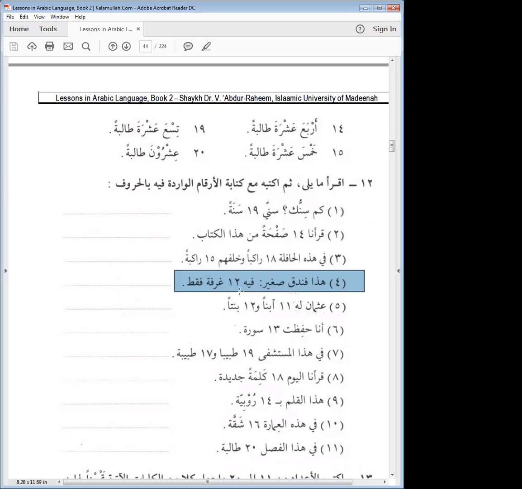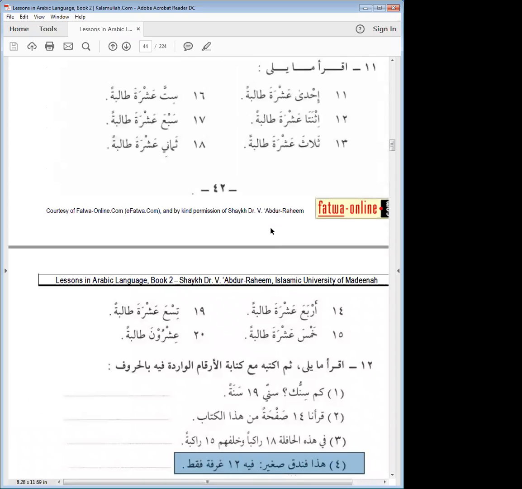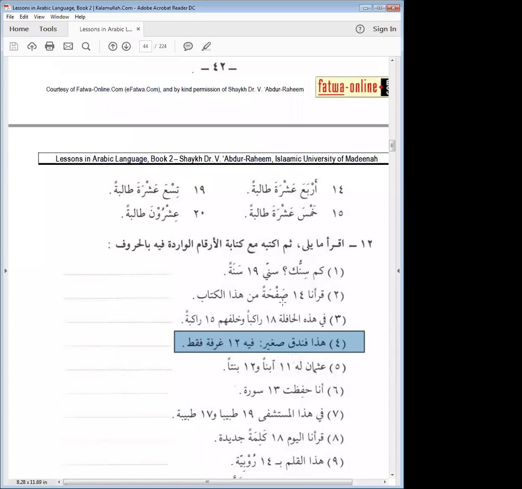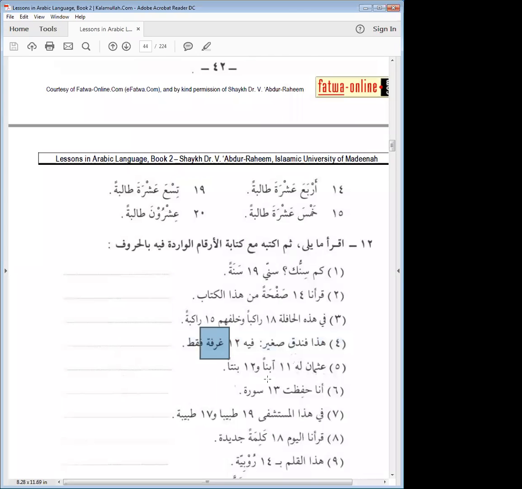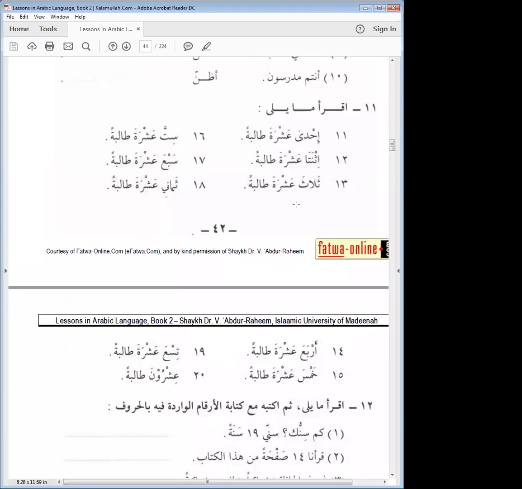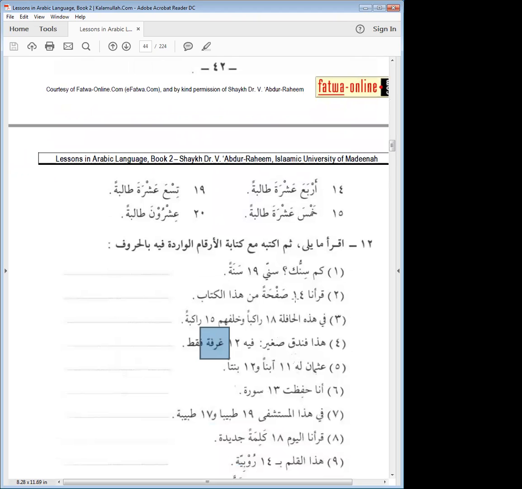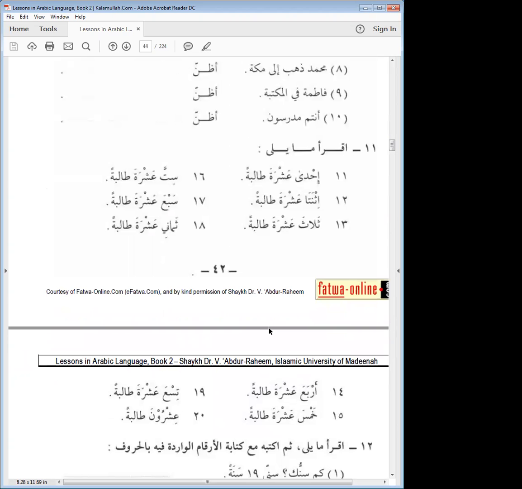Okay. فيه, in it. If you look on top here, you see إثنتا عشرة. So we're dealing with again, always look to what we are counting. In this case, we're counting the ghurfa. So the ghurfa is feminine. There's a ta marbuta there. Everybody seen that? نعم. So we go back to remember 11 and 12. Both parts of the number have to agree with the thing which is counted, first part and the second part. These are just for numbers 11 and 12.